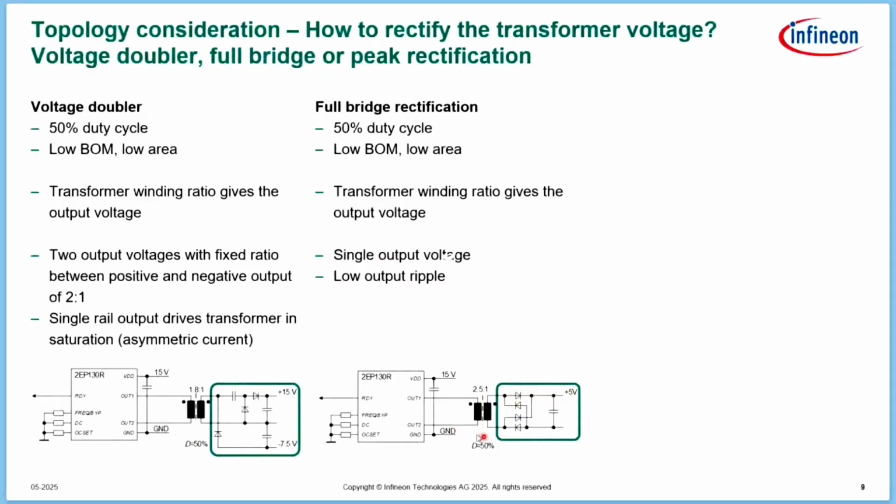Important to notice is also that in this solution, only a 50% duty cycle is allowed, because you need to make sure that you always have the same ratio here in the output stage.